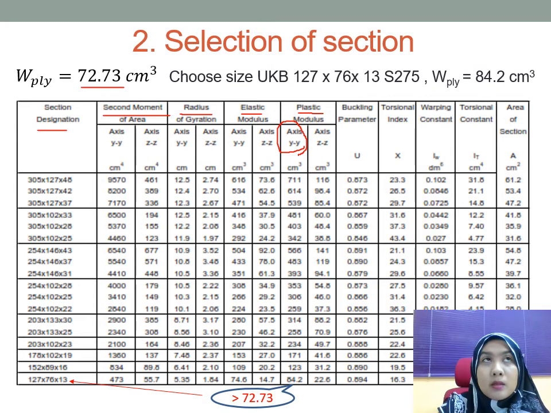From this page, I think this one is page B7 in the appendix. We can take here that the design section of 127 times 76 times 13, we get the value of plastic modulus greater than the required value. So we can try this section to design the steel beam. So we can use this section to design the beam.